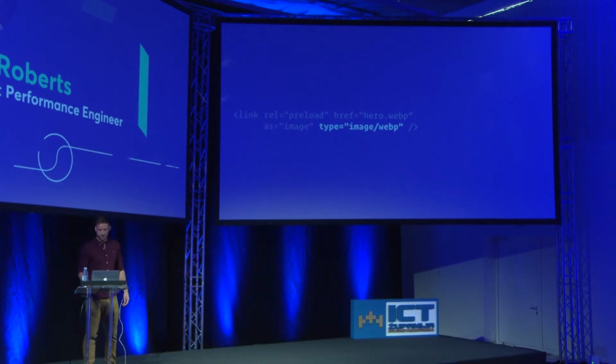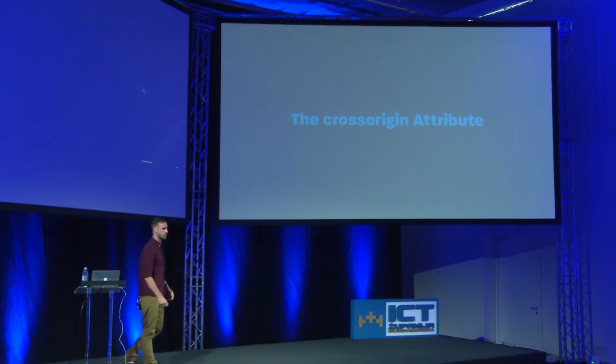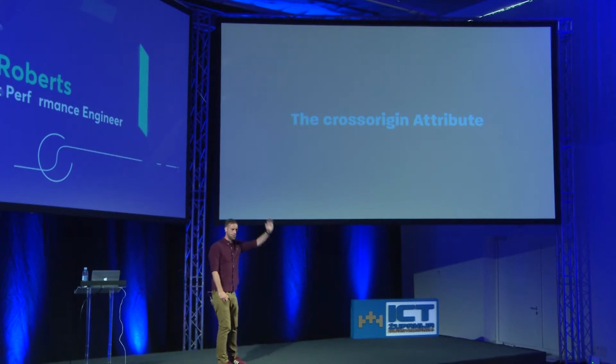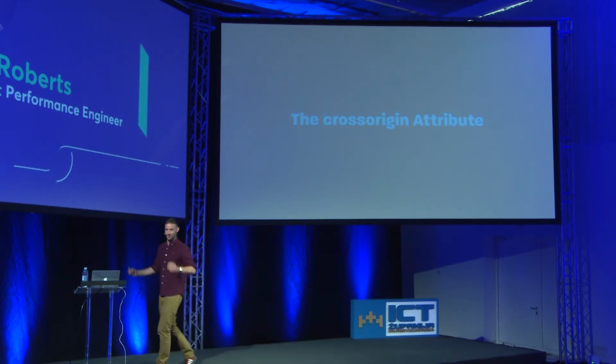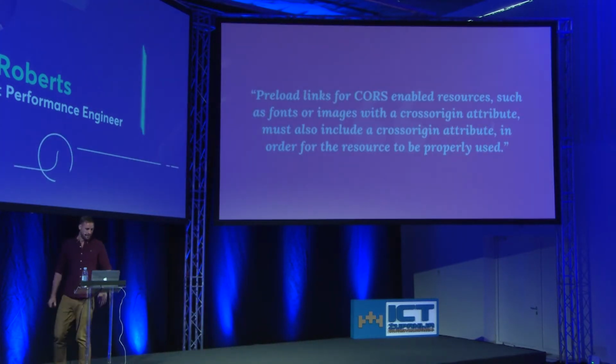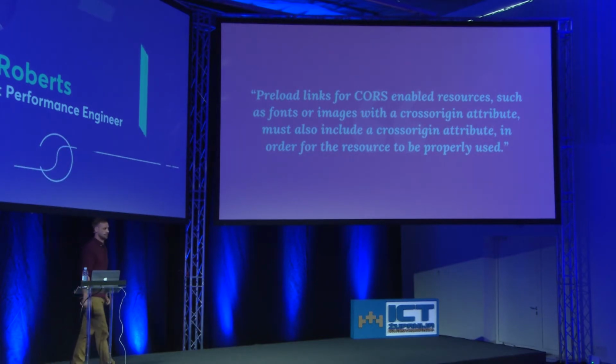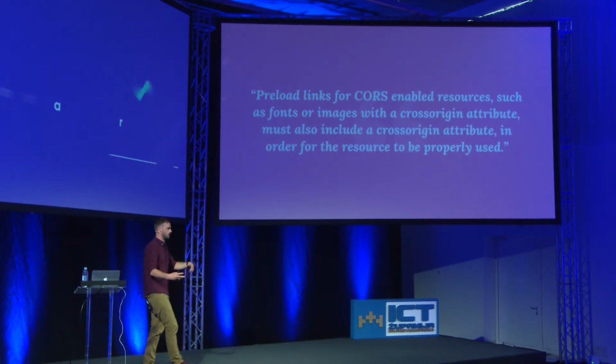The final attribute we have is also optional. It's the cross-origin attribute. Who's got a pretty good understanding of CORS? I'm very jealous of you because I don't. I've read it so many times, I still can't quite work out what it is. Preload links for CORS-enabled resources such as fonts or images with a cross-origin attribute, blah, blah, blah.